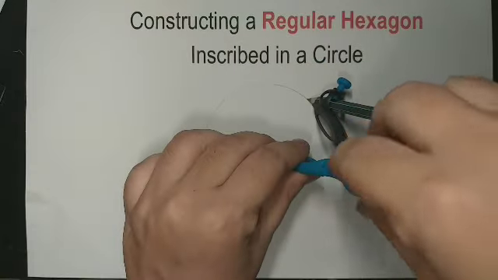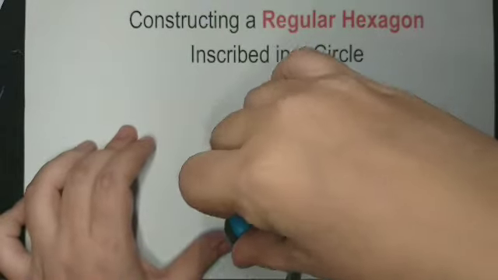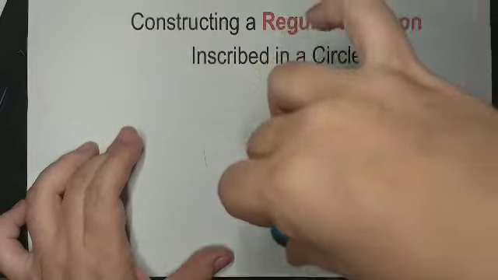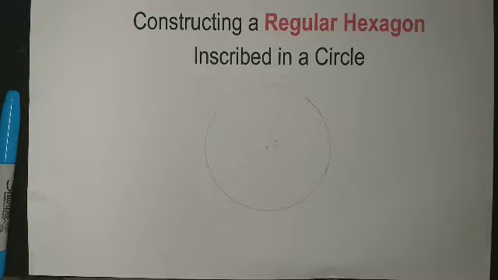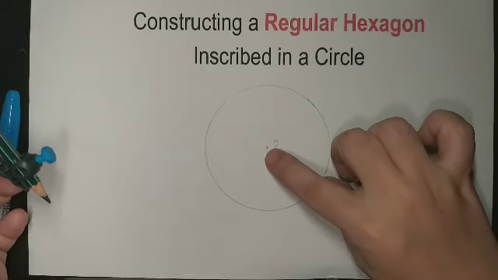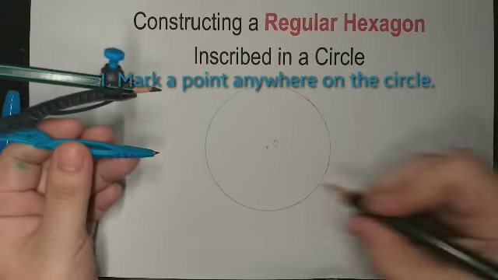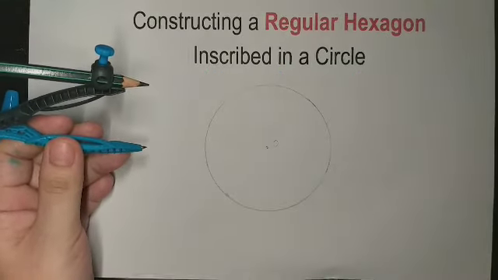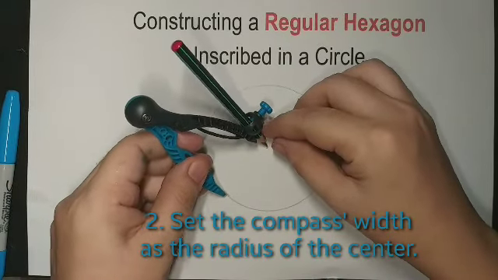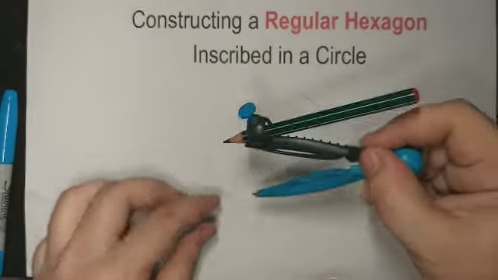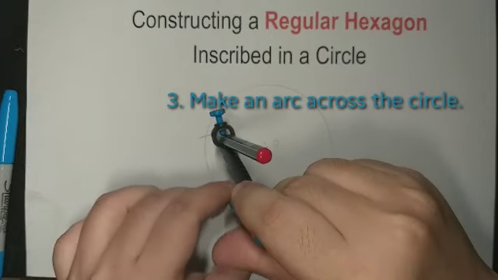Draw first a circle. Drawn a circle here with point O as the center. Now let's mark a point anywhere on the circle. Let's say it's this point. And then let's set the compass on this point. We know that this is the length of our radius. Let's set it here and then make an arc somewhere on the circle.